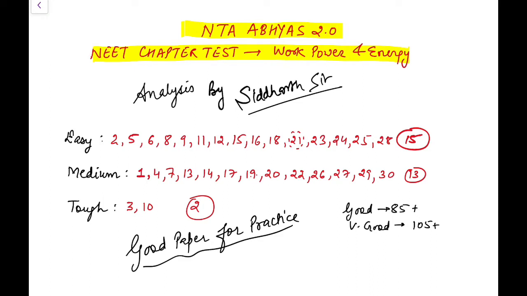So in this paper, what I feel, if you are scoring 85 plus, that means you are on a good track and you are doing good enough. And if you are scoring 105 plus, it means you are not making mistakes in more than 3 questions. That means you are doing fabulous. So that is what I have to say regarding this.